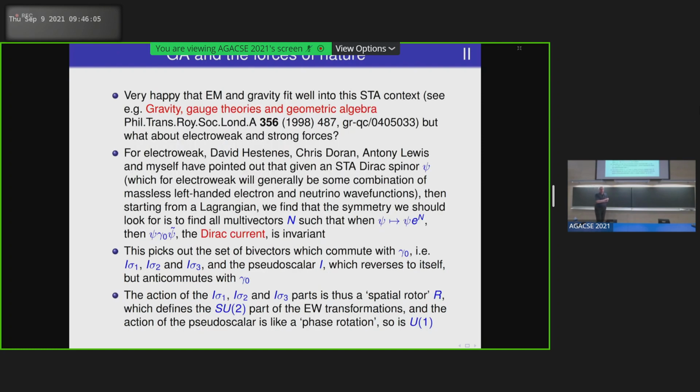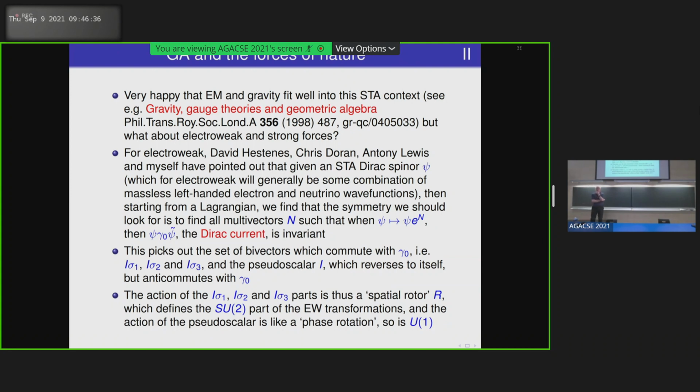Now, electromagnetism and gravity fit extremely well in the STA context. On the gravity side, I could refer you to the gravity gauge theories and geometric algebra paper published back in 1998, which shows how beautifully geometric algebra and gravity's gauge theory fit together. What about electroweak and strong forces, however?